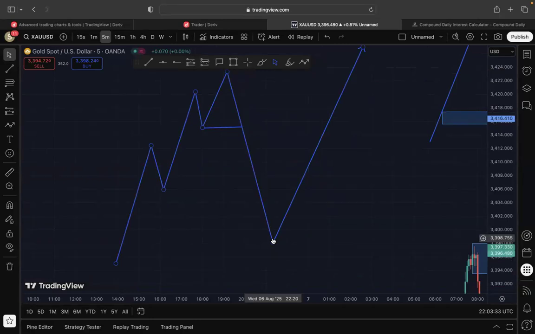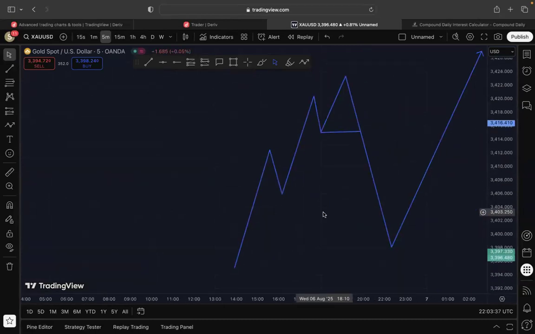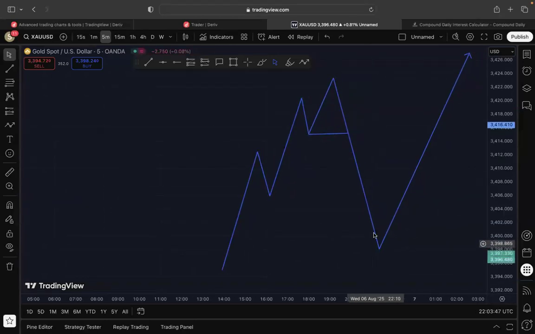This is the pullback. Guys, today, if you remember, I was talking about how you know where a pullback has started. How can you know when this pullback here has started? Because knowing when to enter your trade here is not enough. You still need to know when this pullback has started.